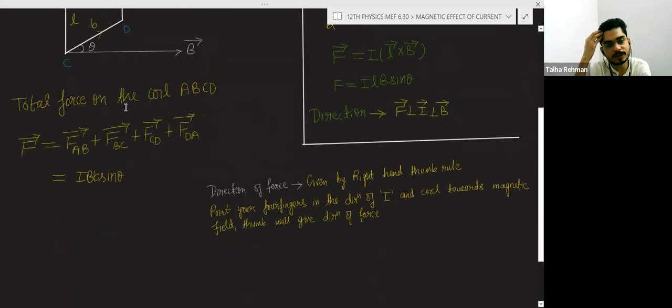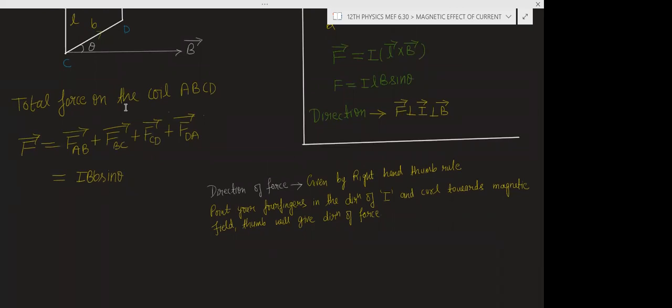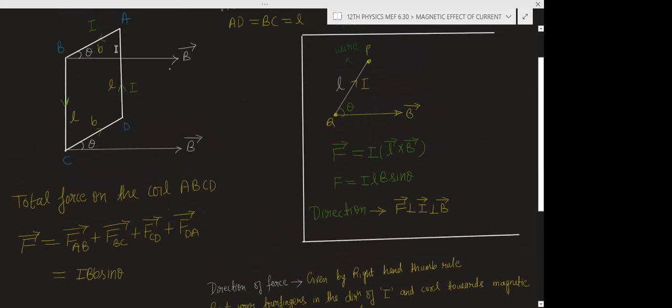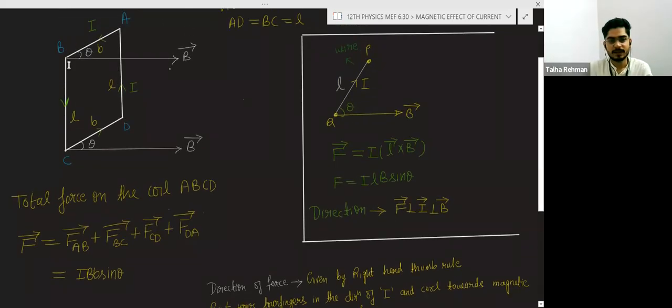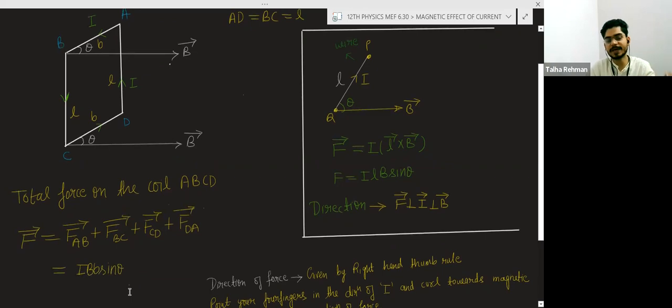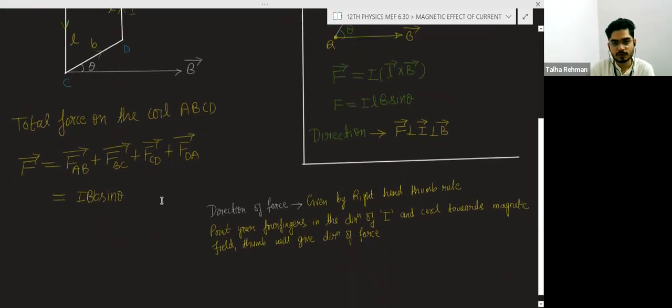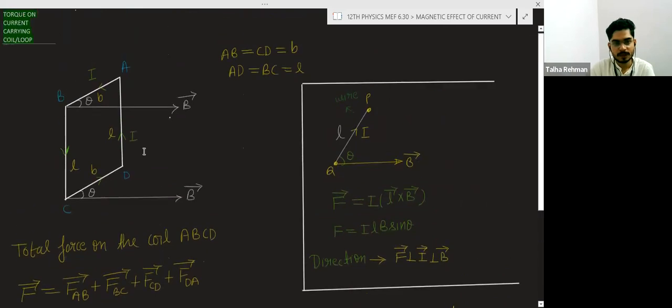Are all of you getting it till here? Clear? Yes. Because we are dividing this coil into four wires and calculating. Now we have just calculated the magnitude. Now we will convert this into vector form by multiplying with the unit vector for the direction of the force. So how will you calculate the direction of the force on this wire AB? You will point your finger in the direction of the current.